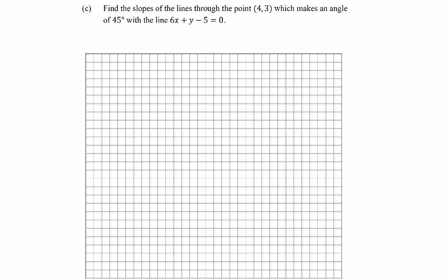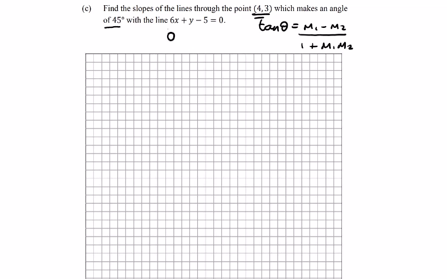In this question, we're asked to find the slopes of lines through the point 4,3, which makes an angle of 45, so angle between lines. The formula is tan of theta, look it up if you don't know it, m1 minus m2 over 1 plus m1 m2, so we're dealing with slopes. Just a bit of a red herring, I don't think we need this point 4,3, but let's sketch this line.